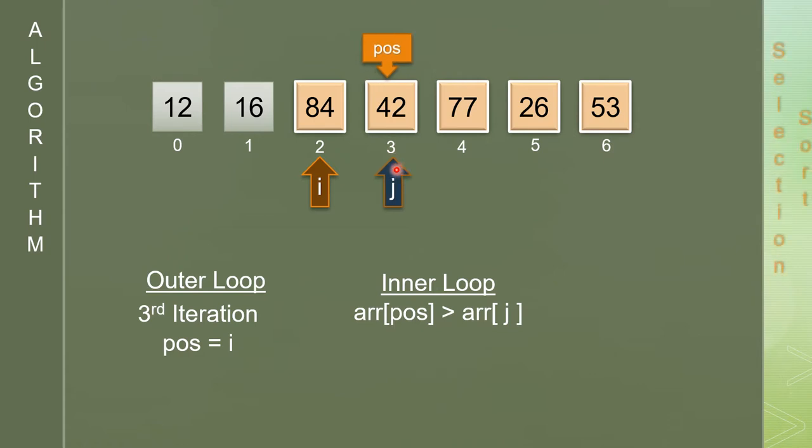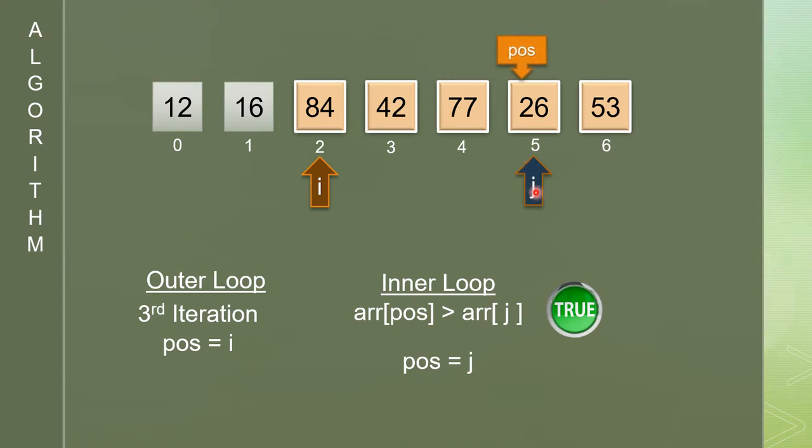Now we are going to the next element, that is, is 42 greater than 77? Here it is false, so it does not change anything. You move on to the next element. So here, is 42 greater than 26? Yes, it is true. So what happens here is now the position value will be equal to j. Now the position value will be pointing to where j is pointing.